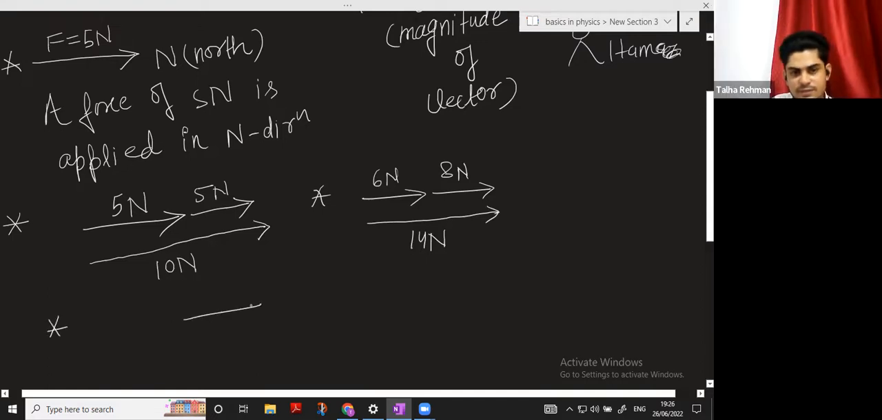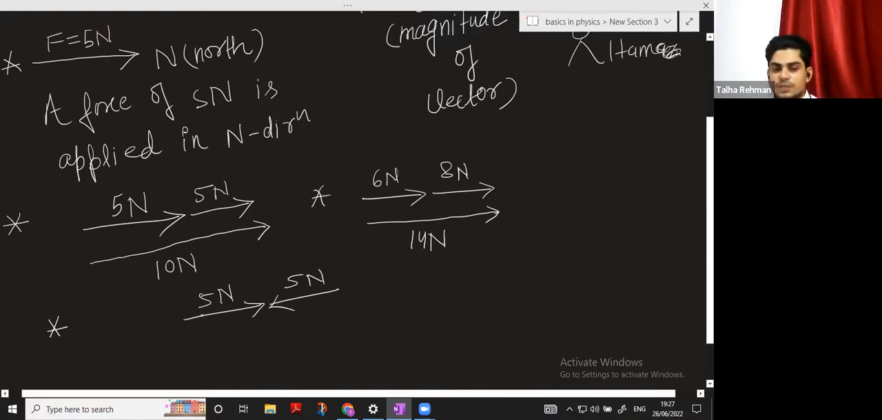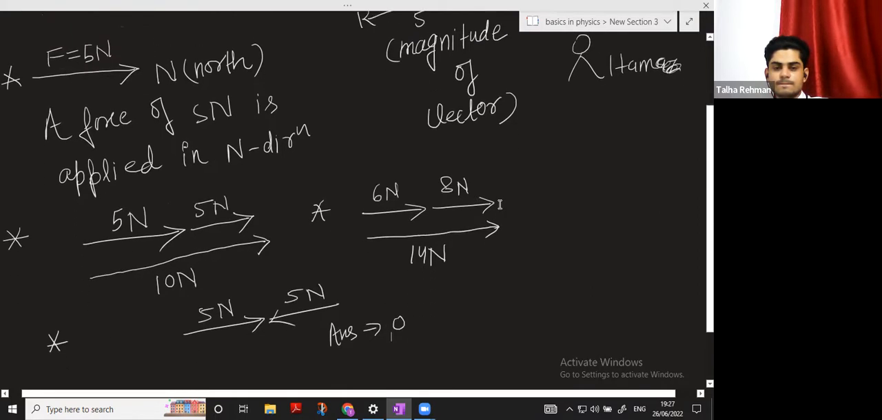Suppose this arrow is like this of 5 Newton and this arrow is like this of 5 Newton. Then what will be the answer? These two vectors will cancel out. So there will be no arrow. So the answer is 0. Have you understood?